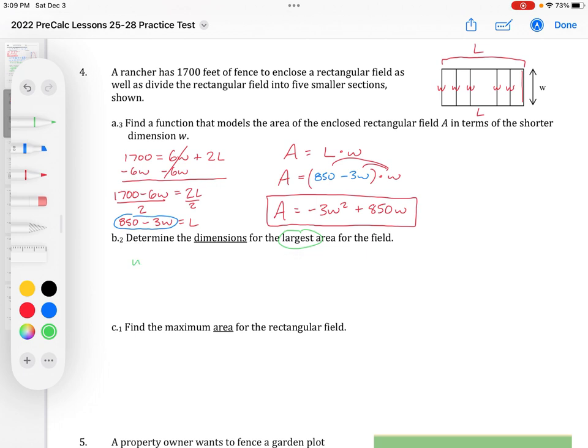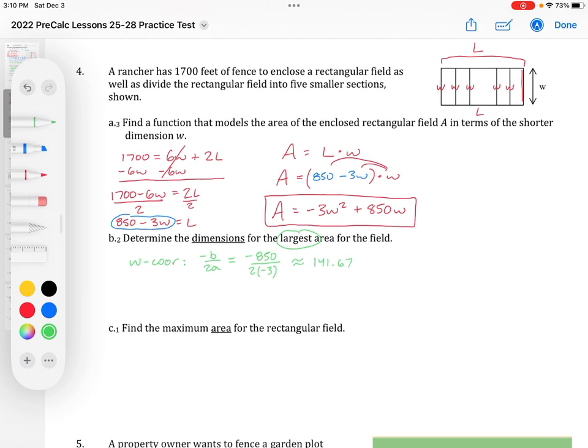So to find the W coordinate, we're going to take the opposite of B divided by 2A. So in our equation, B is 850, so we'll have negative 850 divided by 2 times negative 3. And that's going to give you a fraction or decimal. It doesn't end up being a perfect integer, so you get 141.66666, so I'm just going to say 141.67 feet.